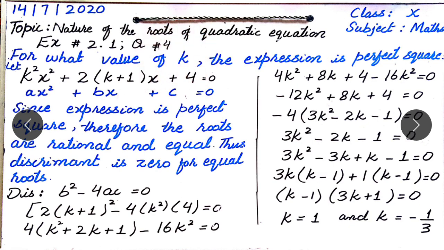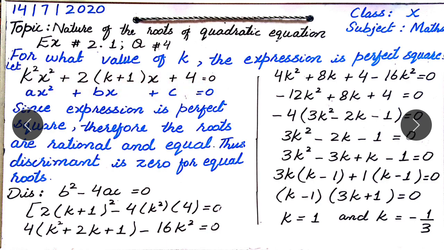Next is question number 4. In the previous lesson I told you that we will discuss question number 4 at the end, because it is a little bit different from the other questions of exercise 2.1. What is the difference between this question and the rest? In the rest of the questions, the discriminant or the roots are directly linked with the discriminant. However, in this question, the information is not given related to the roots. Rather, the information is given related to the expression, that the expression is a perfect square.